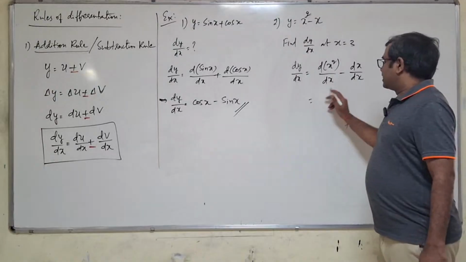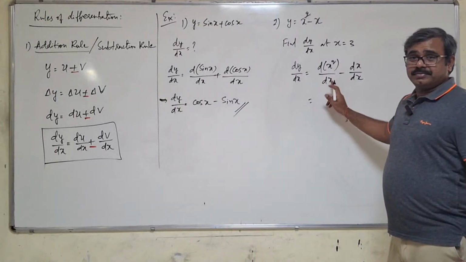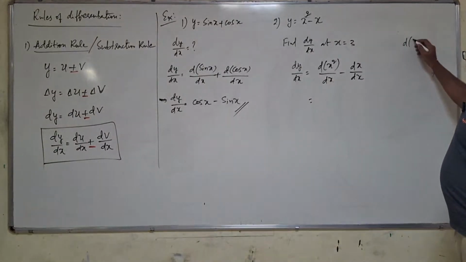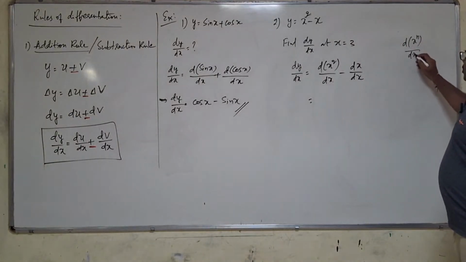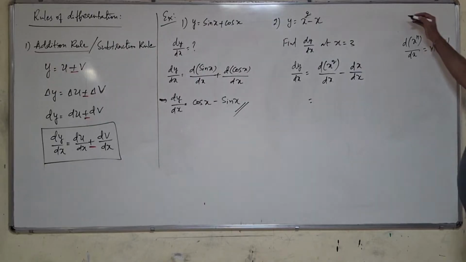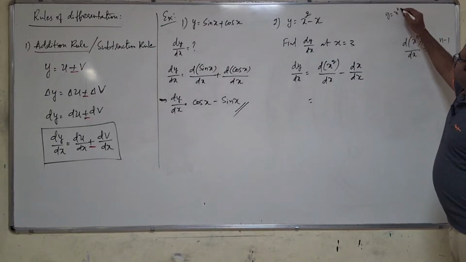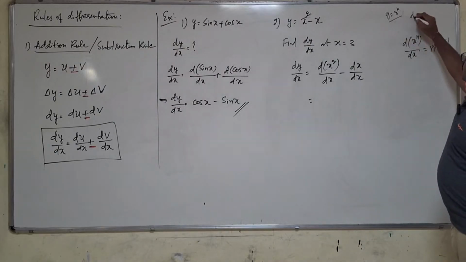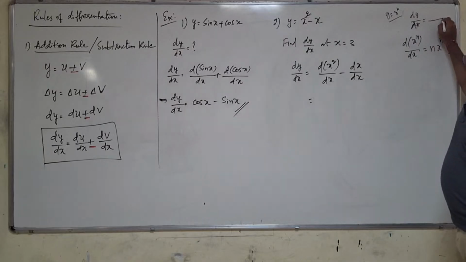How do we find dx square by dx? We apply n into x power n minus 1 formula. Dx power n by dx. What is the formula? N into x power n minus 1. Instead of writing x power n here, we wrote y. Y is equal to x power n, dy by dx. That's how we wrote it, no?